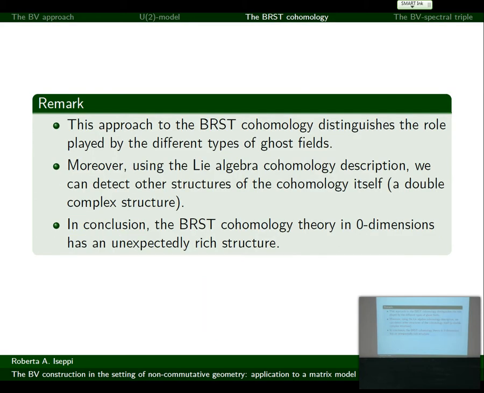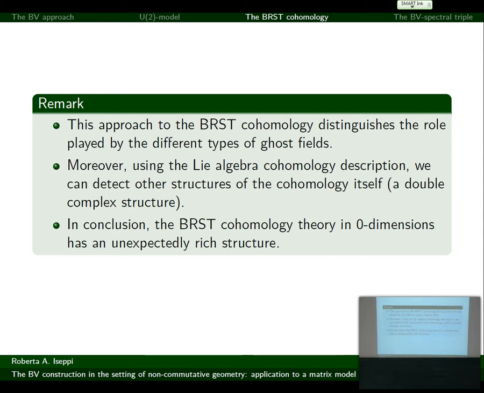But so a few remarks. The point is that with this kind of approach, the level of the BRST cohomology, which was not so clear because all the ghosts were considered all together, is more clear with this point of view, in the sense that it's really distinguished what is happening. So what are the contributions of the different kinds of ghosts? So now we achieved the first goal. So let's go for the second.